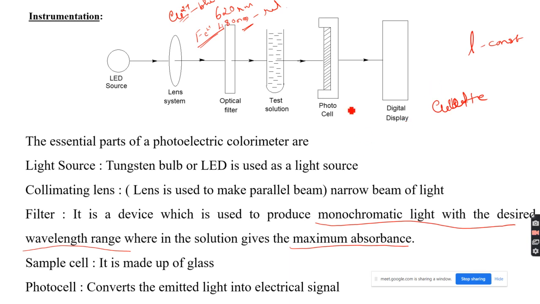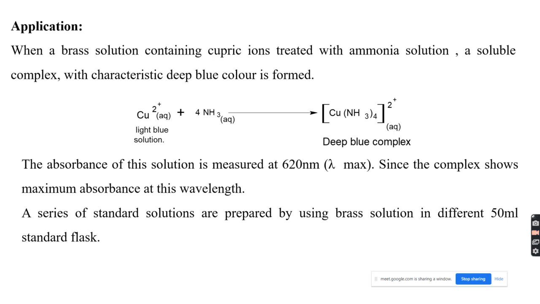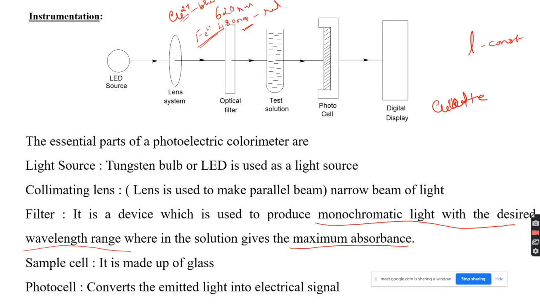Then a photocell: it absorbs the light energy and converts it into an electrical signal, and that falls on the photocell, and finally it is displayed on the digital display. These are the instrument setup: the LED source, lens system, optical fiber, test solution, photocell, and the display.